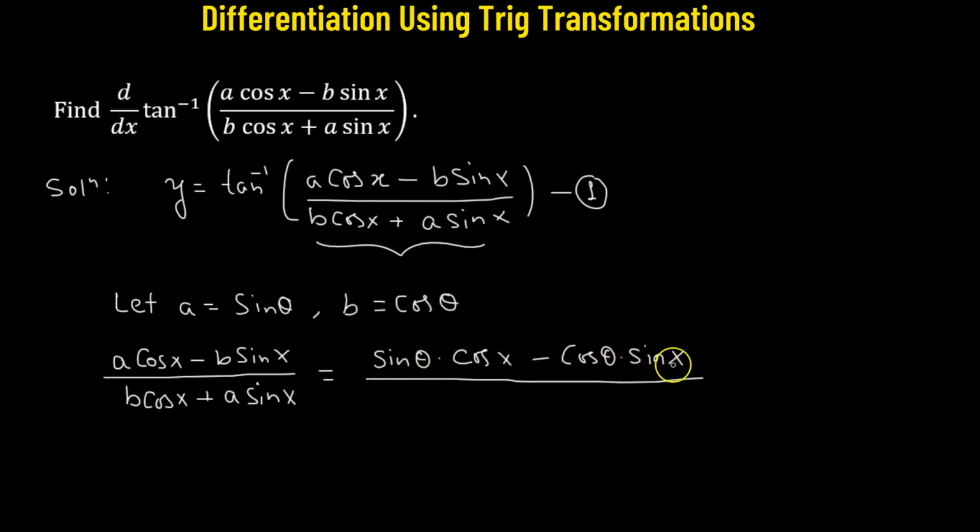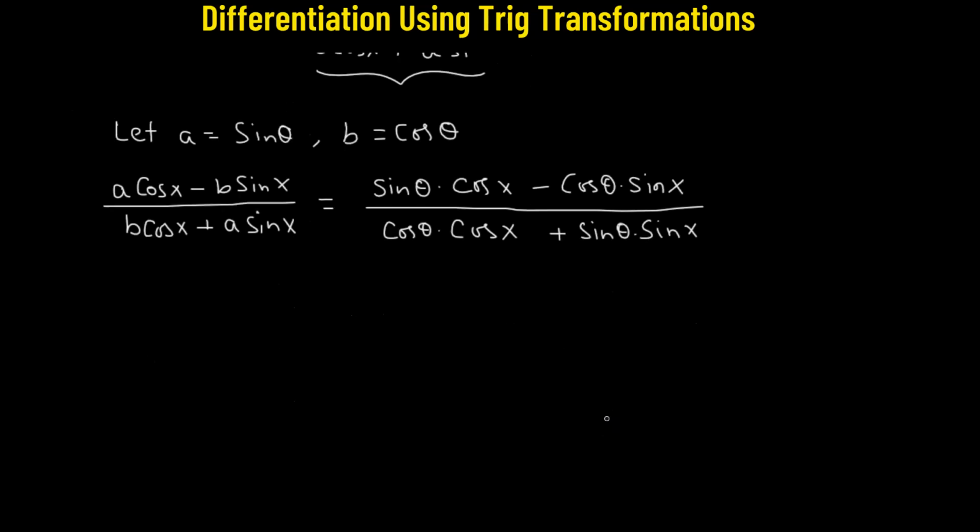That will get multiplied to sine x. The whole thing will be divided by cosine of theta times cosine of x plus a, which is sine theta, multiplied to sine x. Now, what we have here is a formula. So this is sine theta cosine x minus cosine theta sine x. Well, here we can replace it with sine of (theta minus x), and divided by, in the denominator, we have cosine of (theta minus x).